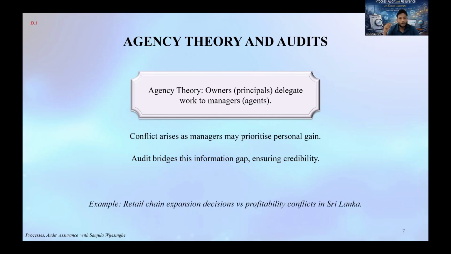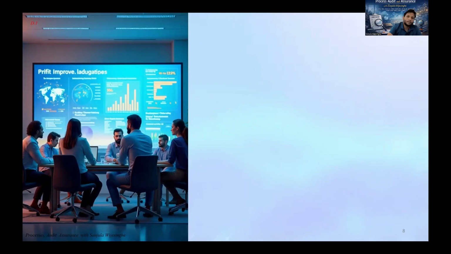Then you see the example: retail chain expansion decisions with profitability conflicts in Sri Lanka. Those are general examples. We will be discussing the examples now. Earlier also I discussed that the resource owners are different from the party who is utilizing the resources. That's what you need to understand.